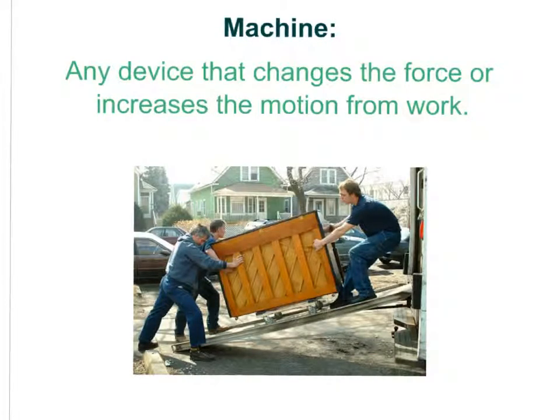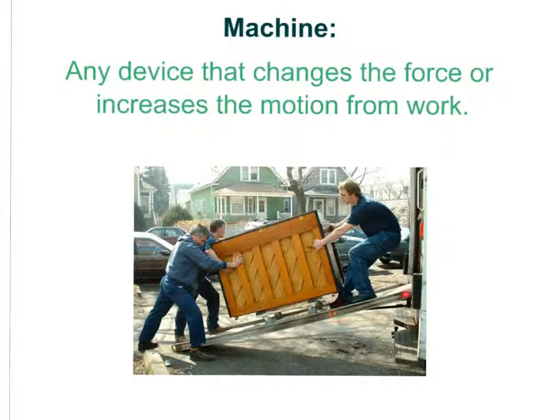So the definition of a machine is any device that changes the force or increases the motion from work. We just talked about work. We know work equals force times distance, force through a distance. If either the force is changed or the motion is increased, well, that's a machine.